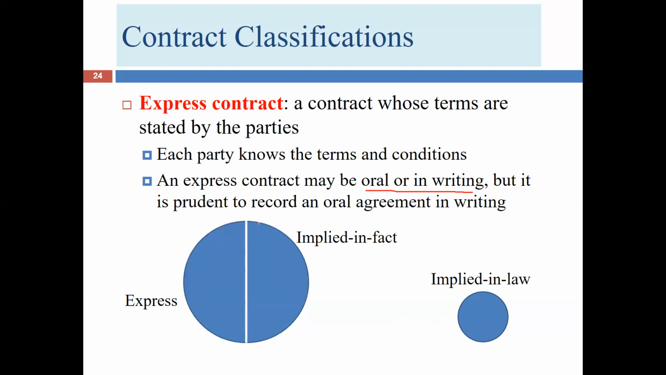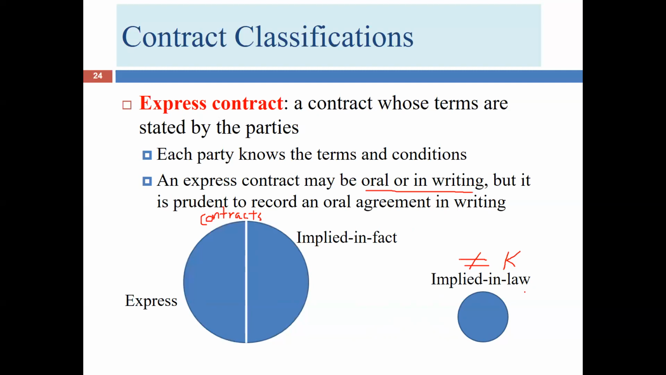You can see here I have a big circle with a line through it, and then I have another smaller circle over here. The reason that I have it divided up this way is that both express contracts and implied in fact contracts are in fact contracts. So this is the universe of contracts. But we have something called an implied in law contract, which actually isn't a contract at all. So I'm just going to put not equals contract. So we might call it an implied in law contract, but it's really an oxymoron.